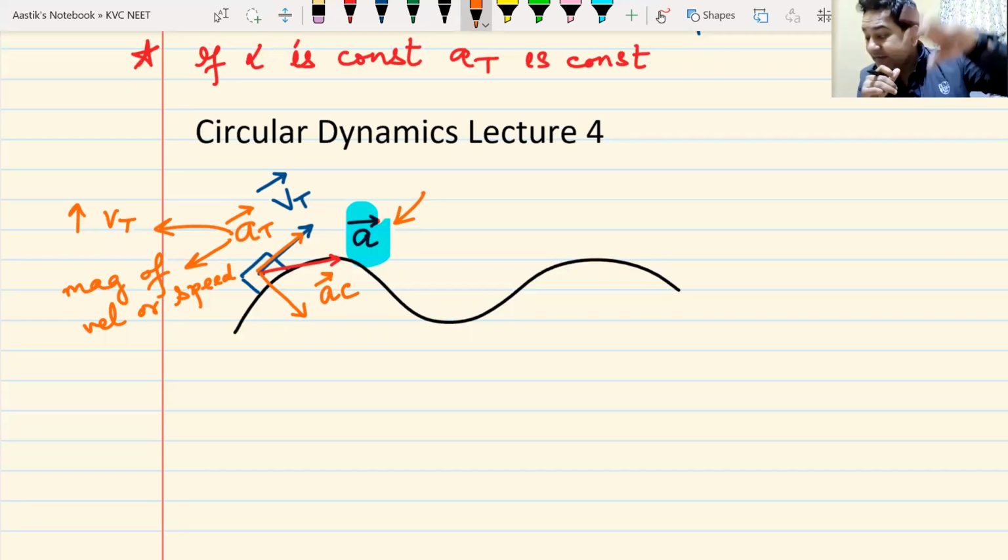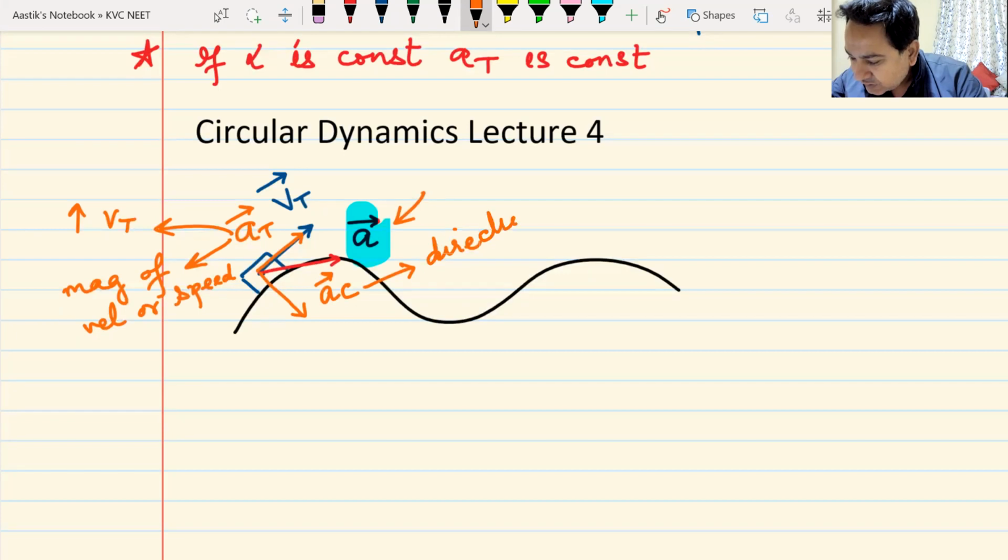Anyways, so this AT is going to increase the tangential speed. What about this AC? What is this AC going to do? Anyone? If one component AT will change the magnitude of velocity, the other component AC will always be changing the direction of velocity. And this component is always perpendicular to your velocity. That is one thing that you must remember.